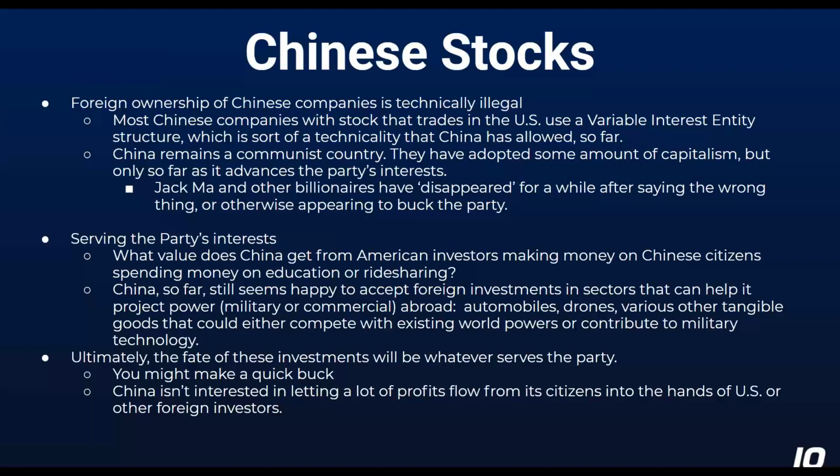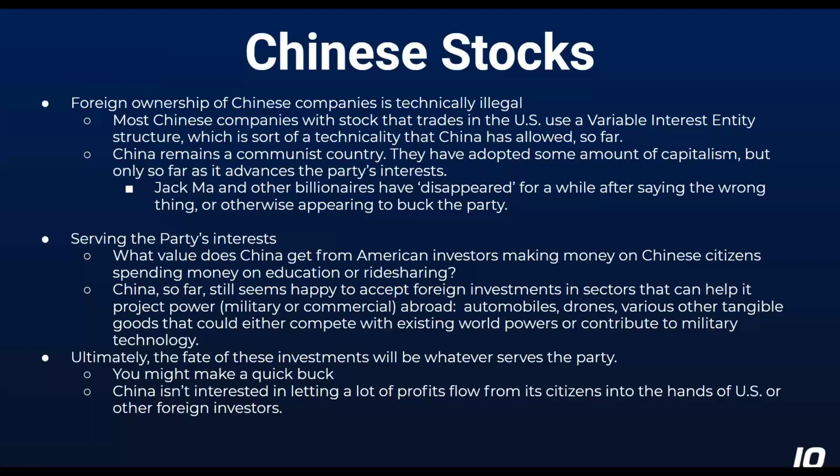So in China, foreign ownership of Chinese companies is technically illegal. And obviously, if you're buying equity in a company, you are theoretically buying some ownership stake in that company. So Chinese companies have been using this sort of loophole where they set up what's called a variable interest entity structure, which is essentially a technicality that China so far has allowed. We'll talk about how that structure works on the next slide.